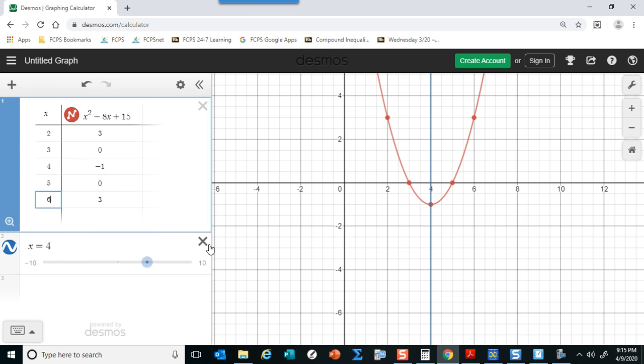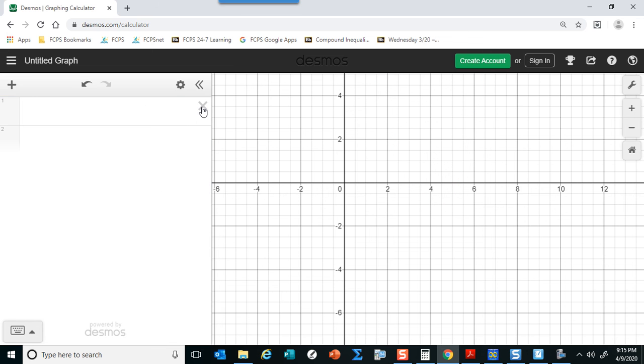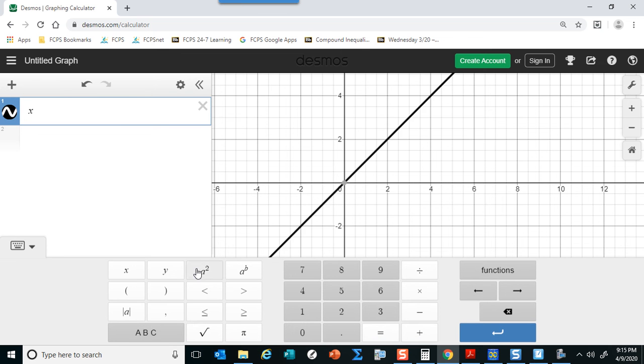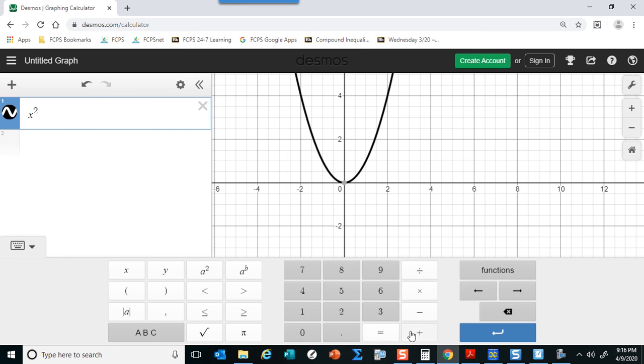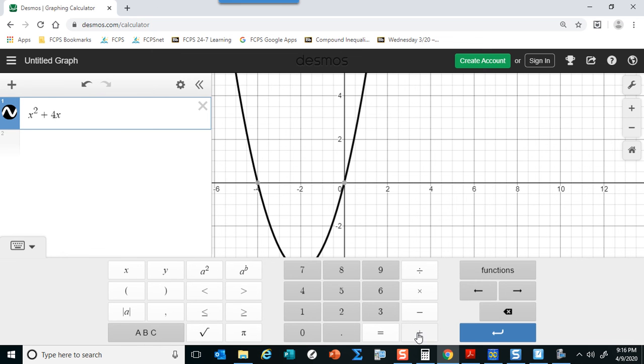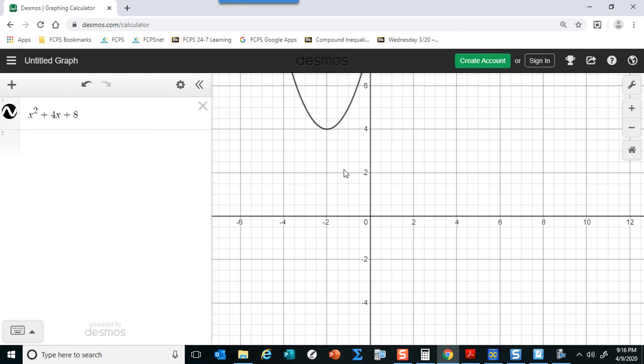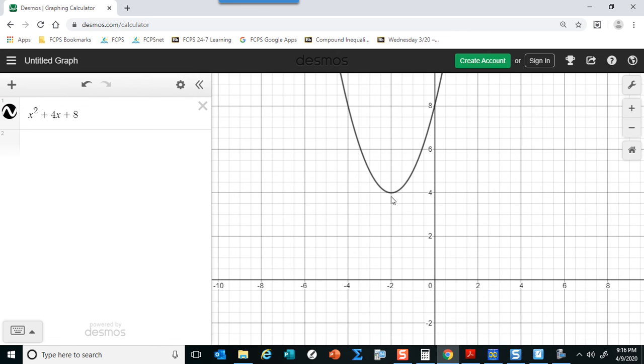All right, so let's go ahead and clear our calculator and do the next function. Y equals x squared plus 4x plus 8. So again, I just need to type in the x squared plus 4x plus 8. I'm going to move my graph in view here. Identify my vertex. My vertex is -2, 4.